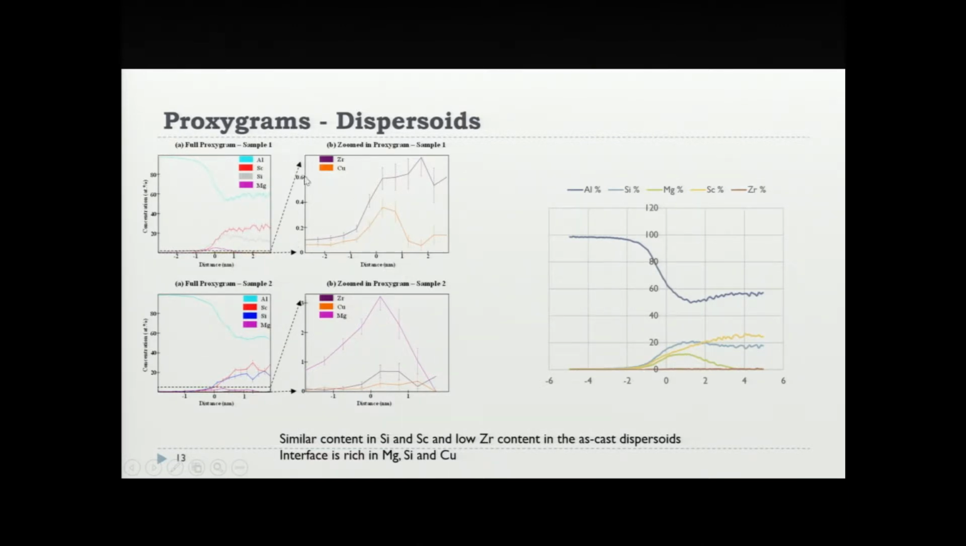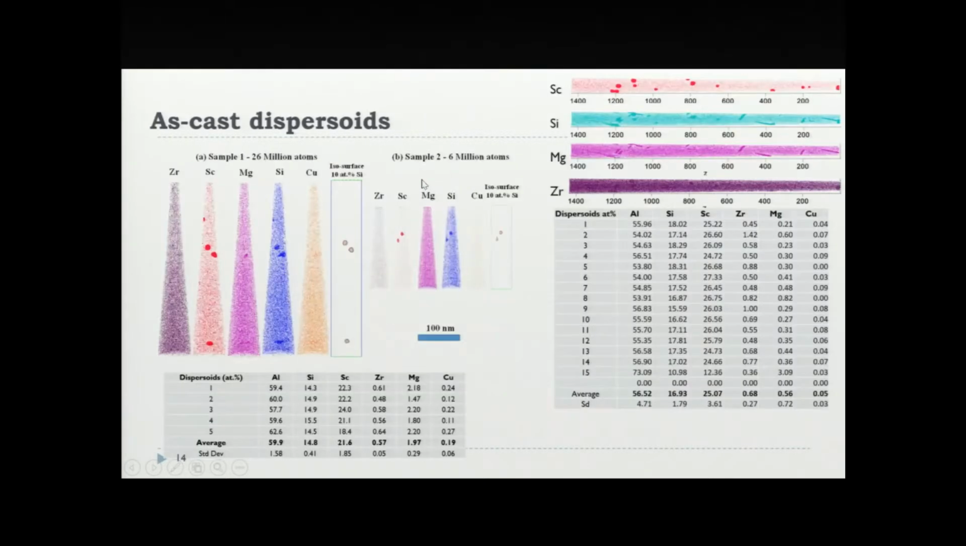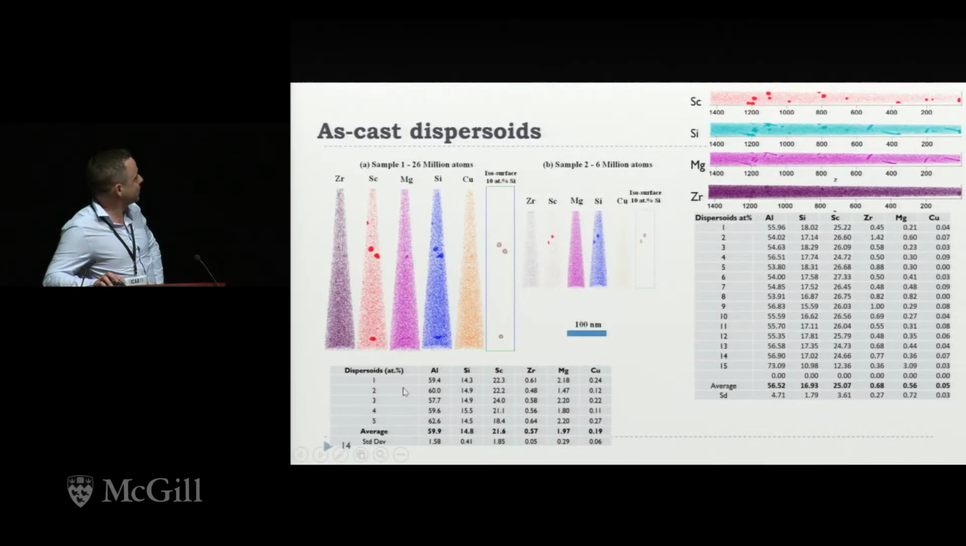So the zirconium is about 0.618%, so more than in the matrix, but still really low. That's the composition of each single dispersoid in these 3 volumes. And what we did was find the stoichiometry. So that was the result from the paper here, and that's this new volume here.